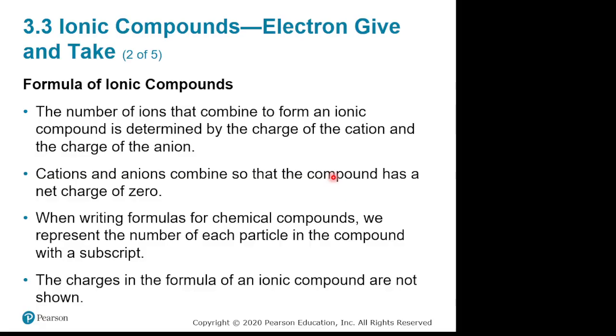Each Cl is minus 1, right? So to balance at positive 2, I have to have 2 negative 1s, don't I? Okay. And so the formula for magnesium chloride would be MgCl2, wouldn't it? So I need 2 chlorides.